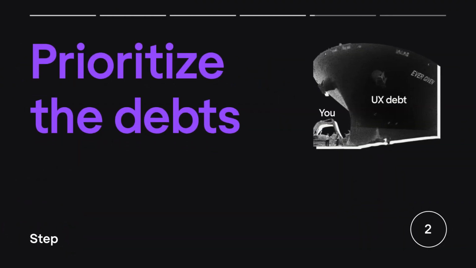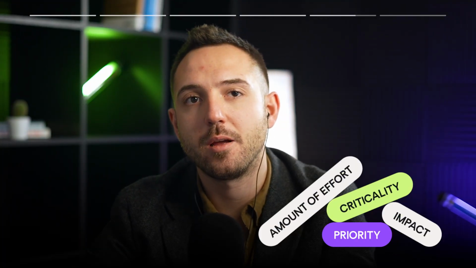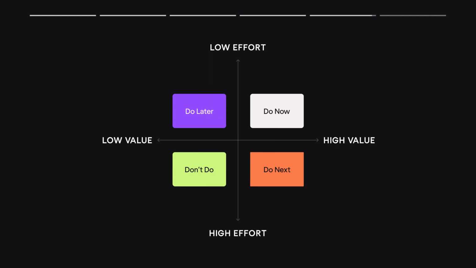Step 2. Prioritize debts. You cannot deal with all your debts at once. You need to start small, so you want to prioritize each debt. Apart from priority, your backlog must contain impact, criticality, and amount of effort required for the task. I personally recommend using a priority matrix for this step.